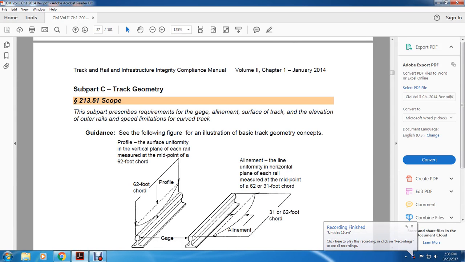Alright, Subpart C, Track Geometry. 213.51. This subpart prescribes the requirements for gauge, alignment, surface of the track, elevation of the outer rails, and speed limitation for curved track. The guidance refers to the following figure illustrating basic geometry concepts.